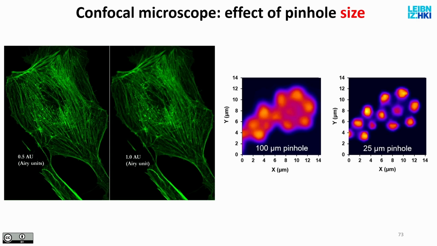The effect of the Airy units is just shown here. As you see, we see more details with the half Airy unit than with 1. But this one is still analyzable, and it's always up to you and the microscopist and the analyst to decide what is the necessary Z resolution that you need. In terms of the axial one, if you open the pinhole, of course you lose confocality. So you now end up with out of focus blur in your images.